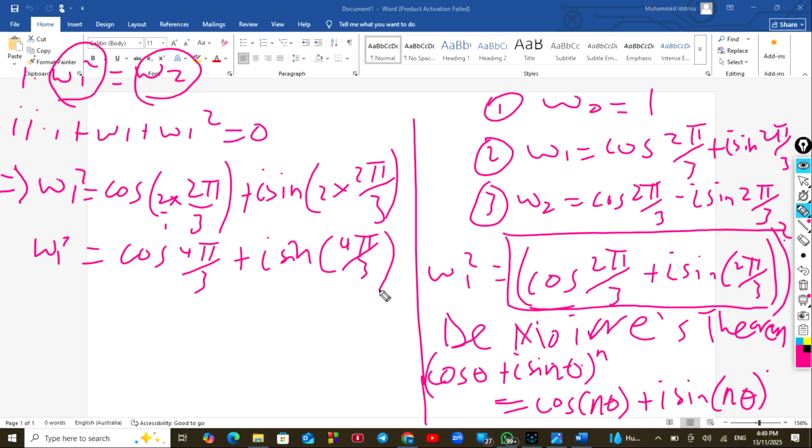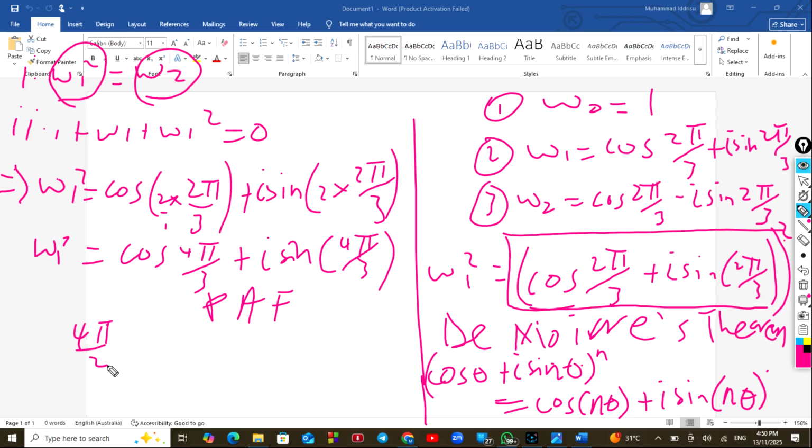But as I stated initially, we leave our answers in the principal argument form. So we change the 4 pi over 3 to the principal argument by what? By subtracting 2 pi from it.